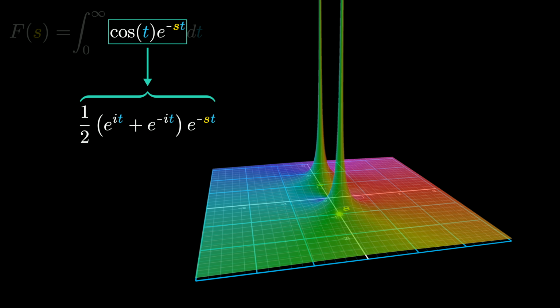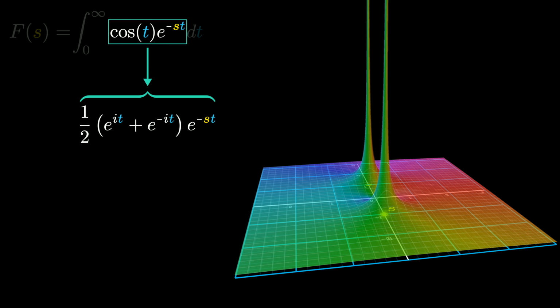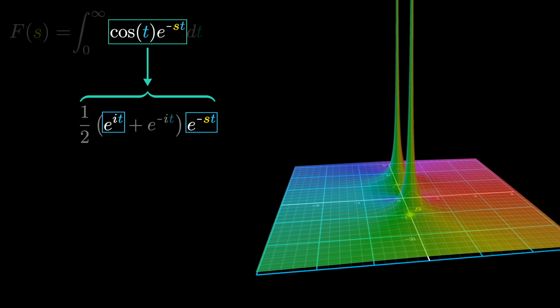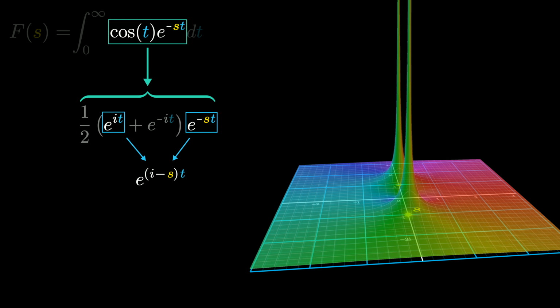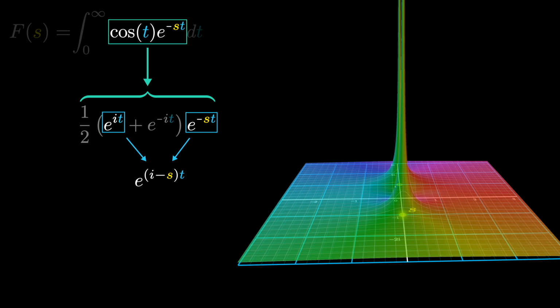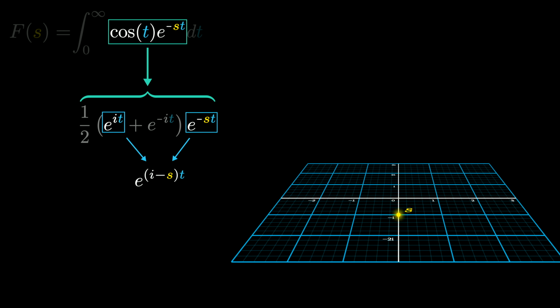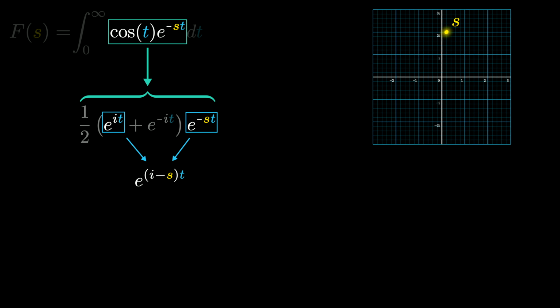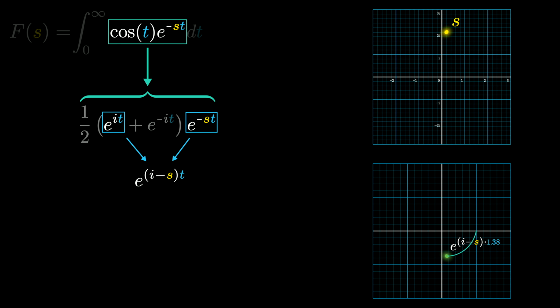Looking at this expansion, I want you to take a moment to think about the product of these two terms. When you multiply two exponentials, the contents of those exponents add together, so what you're left with is e raised to the i minus s times t. Let me go ahead and plot that value on the lower right, keeping the s-plane on the upper right.